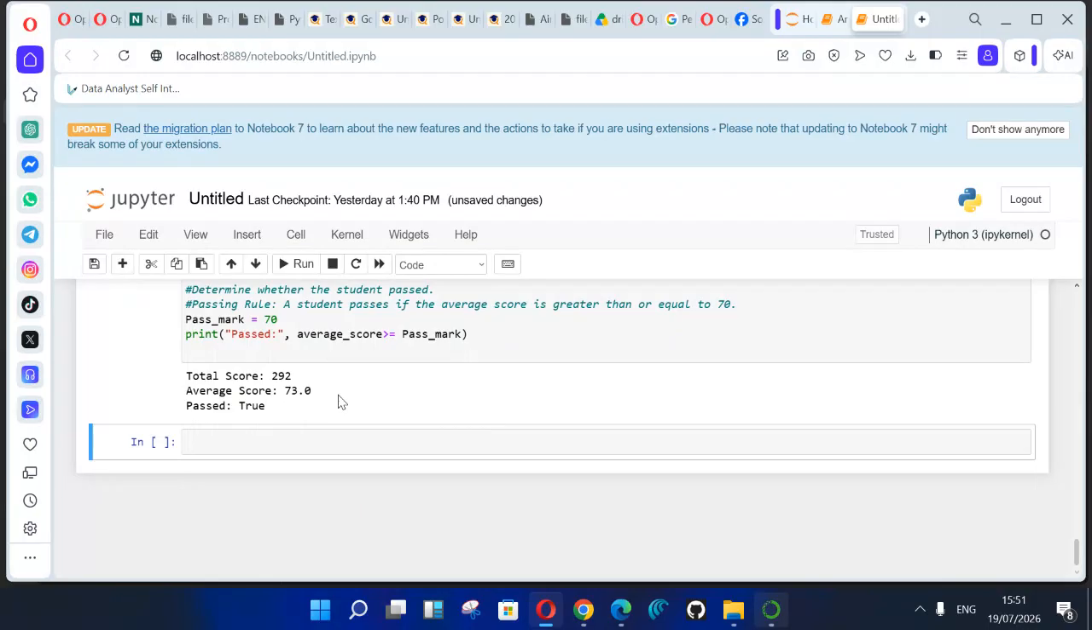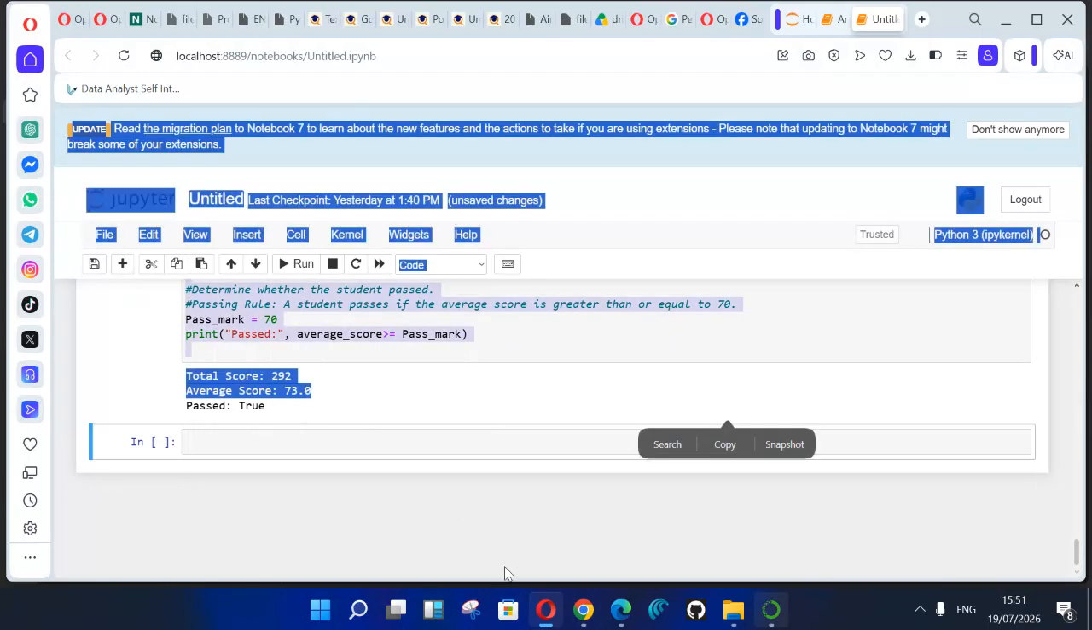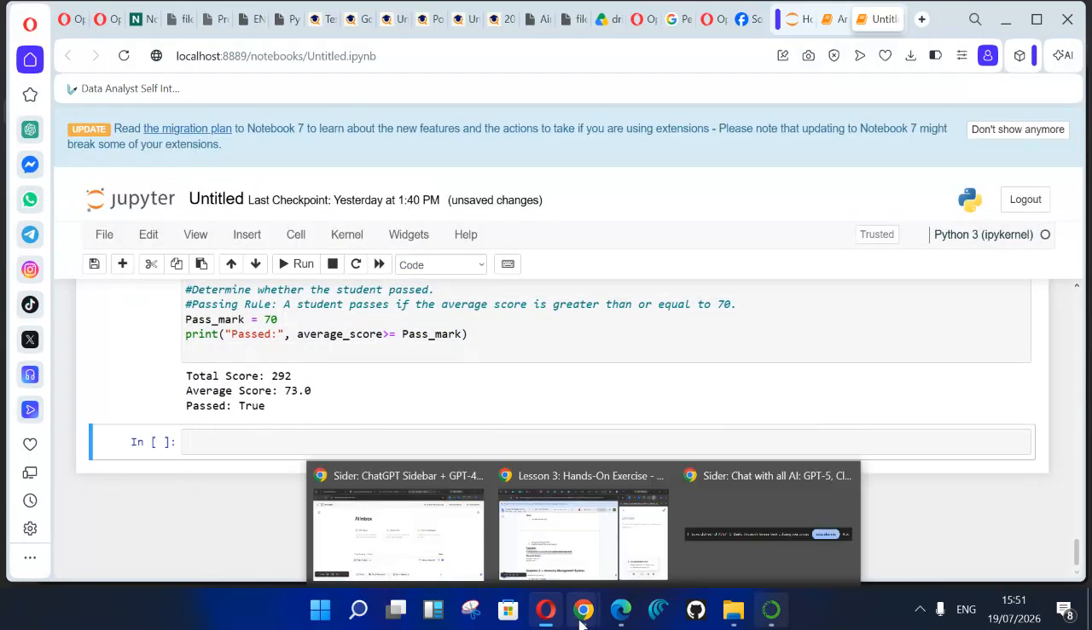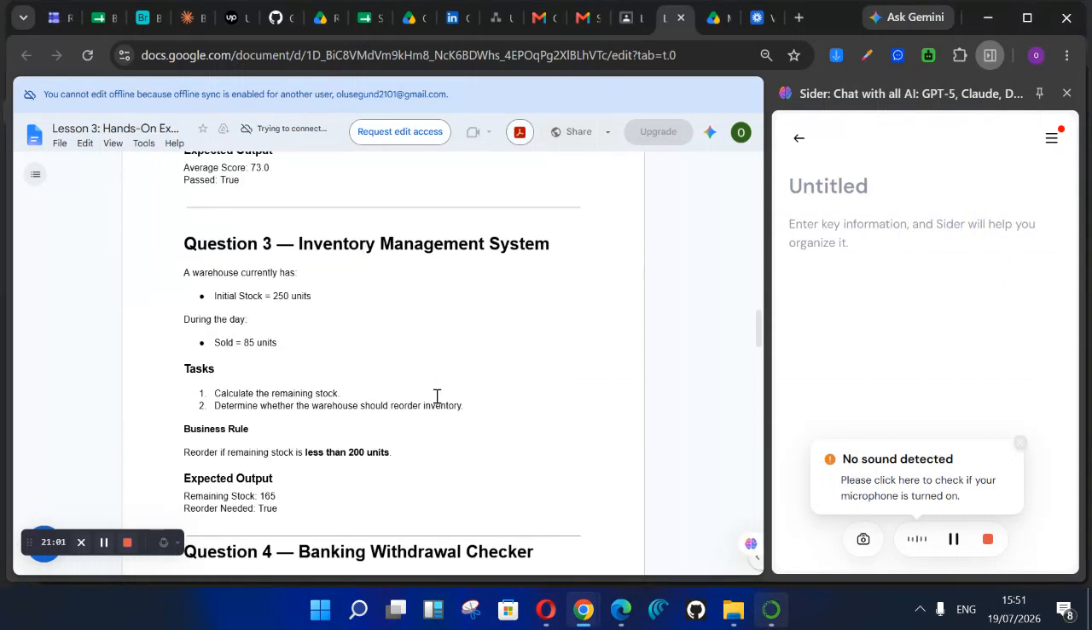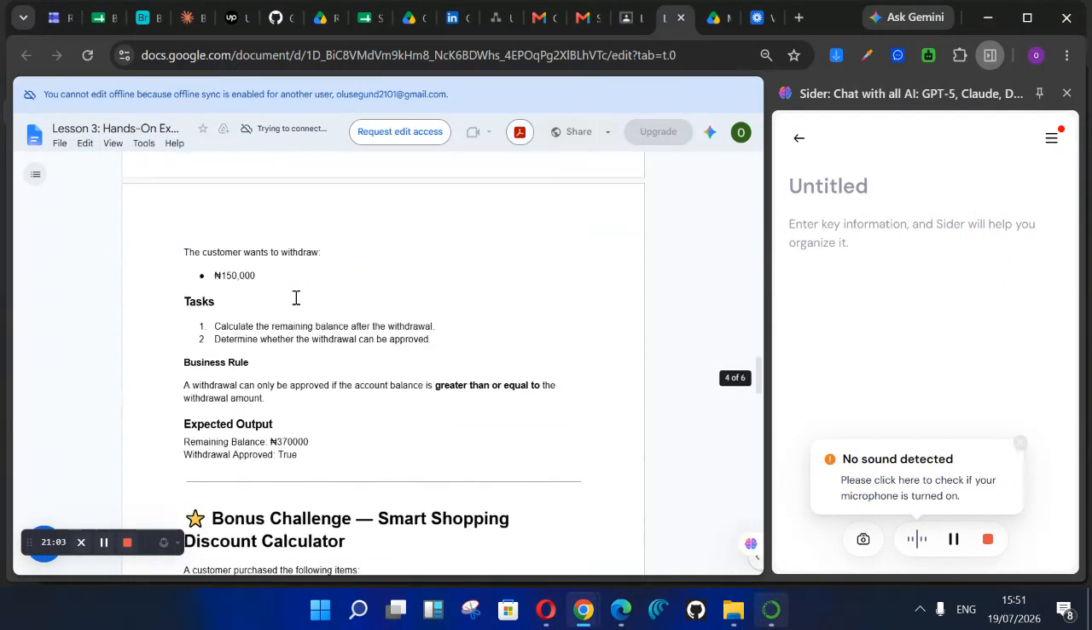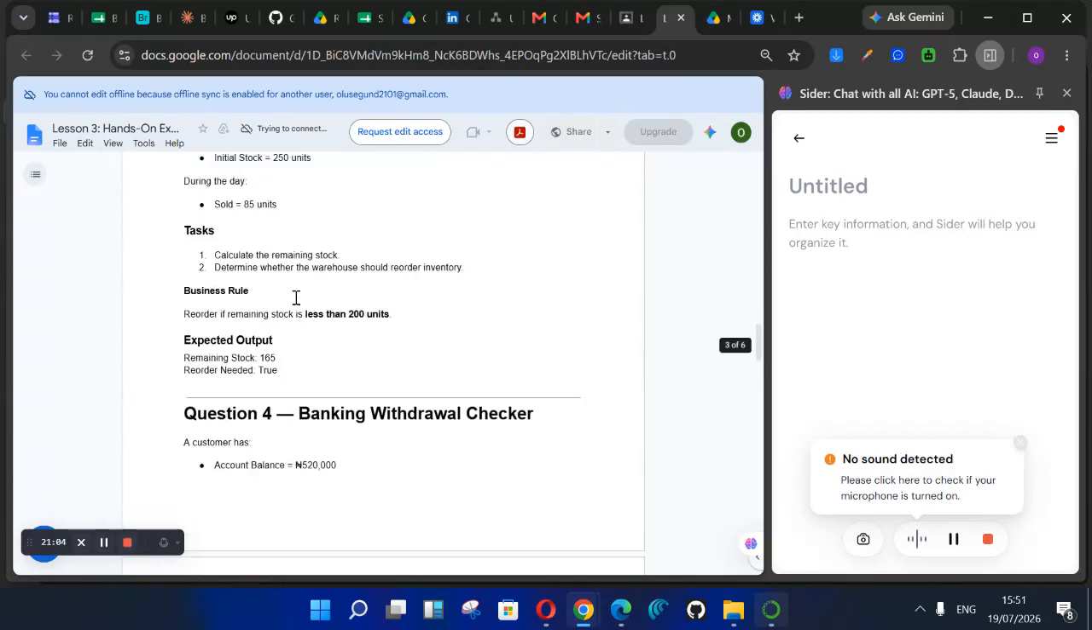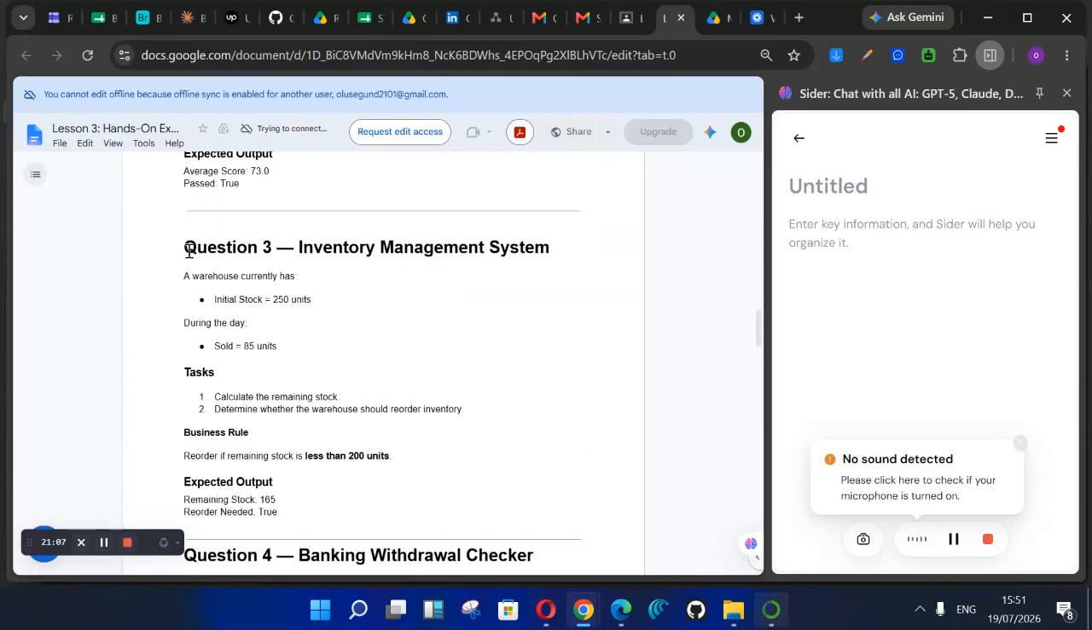So let's look at the third question. Now the third question. Still have a bonus question. The third question is just try as much as possible to be fast.